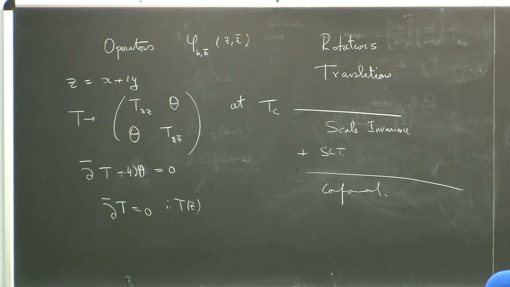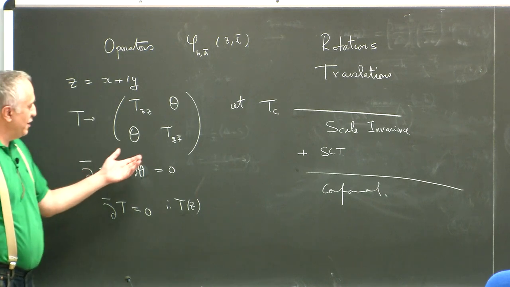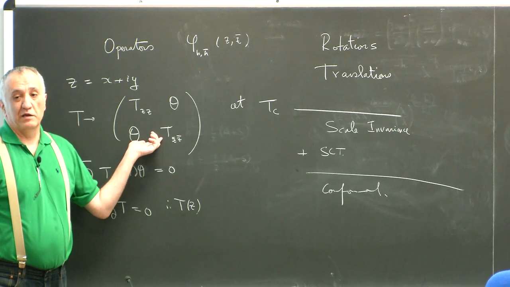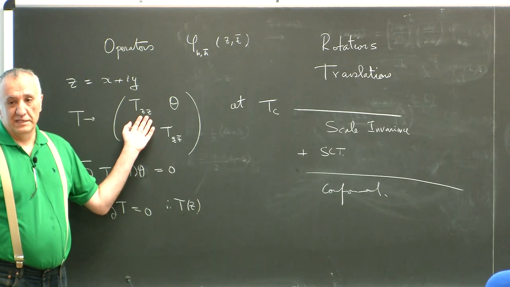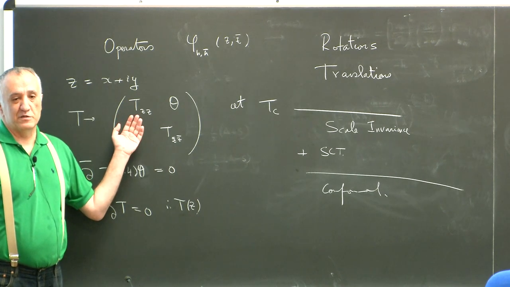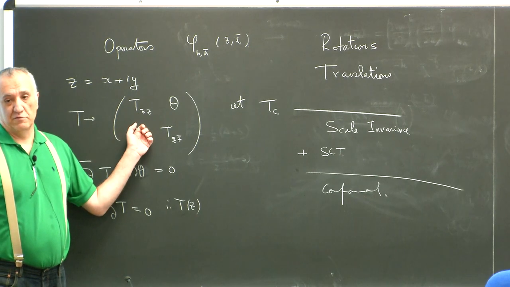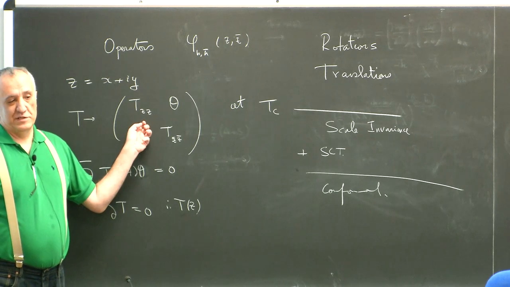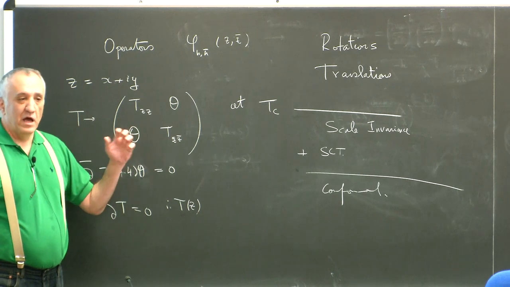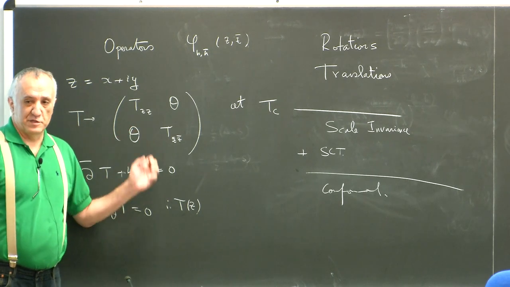So why are we interested in this? For any physical theory, I have an energy momentum tensor. I must, because this is what gives me the conservation of energy and momentum. If I don't have it, I don't have conservation of energy and momentum. Since in physics we must admit that energy and momentum are conserved, an energy momentum tensor is a must. It's part of our theory.